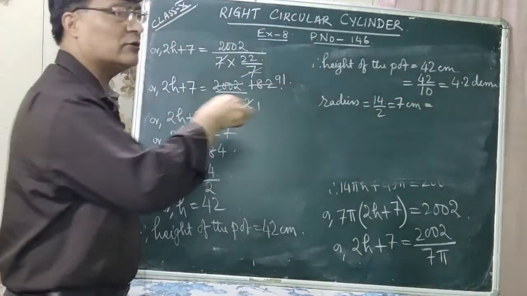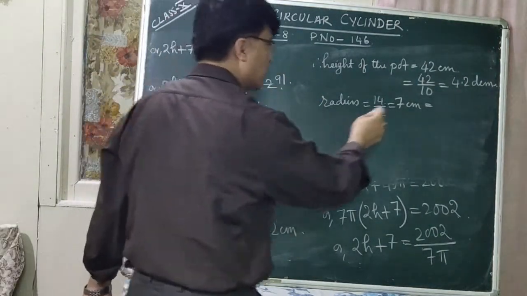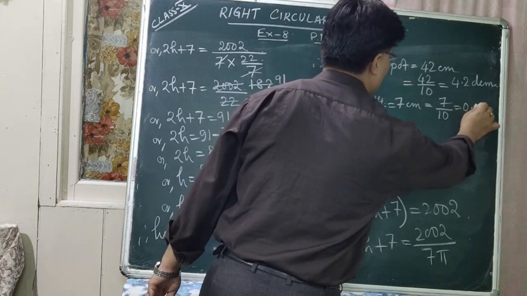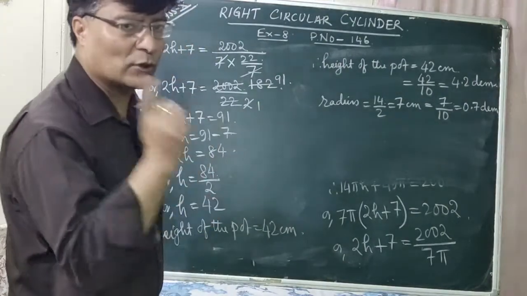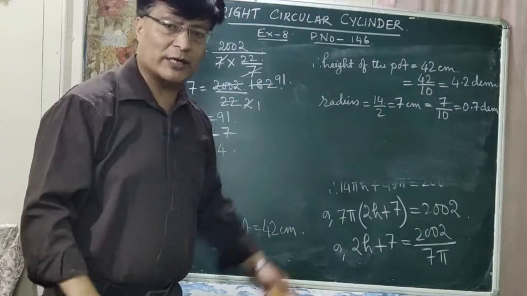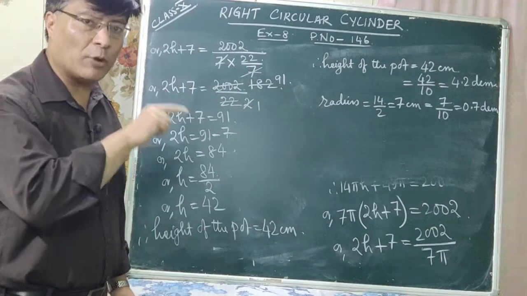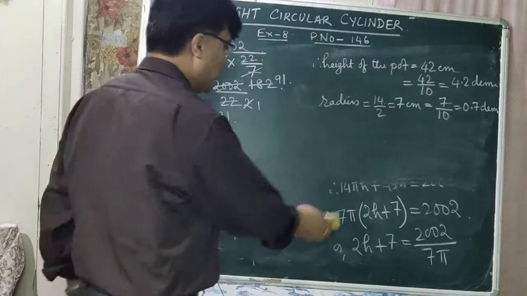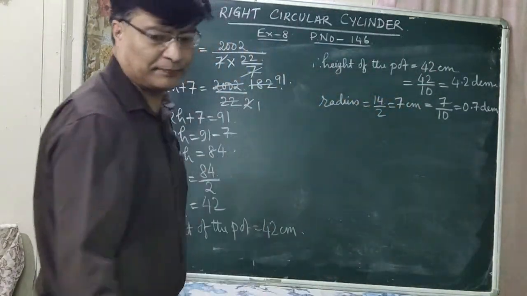Let us convert it into decimeter now. So how can you convert it? Centimeter should be divided by 10 to convert into decimeter. That is 0.7 decimeter. As you know, after 1 there is only 1 zero, so in the numerator you have to write down the decimal point before one figure, that is 0.7 decimeter.